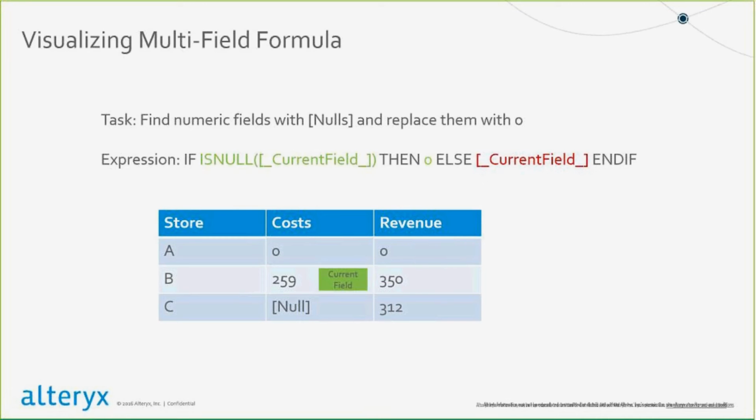Now in this row right here, because there's no nulls in there, it will leave the current field as is. And then in this row, because there's only one null, it will replace only that null with a 0 and leave the revenue as is.